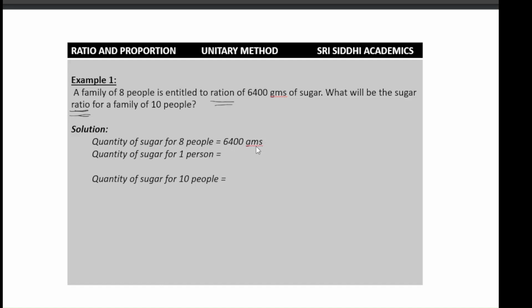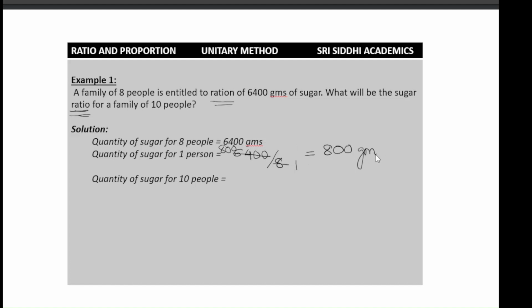This is the entitlement. Now, can I not calculate quantity of sugar for one person? For one person, it will become less. When we are calculating for less, we divide. So, 6,400 divided by 8. 8 ones are 8, 8 eights are 64, and then the 2 zeros will follow. So, for one person, it is 800 grams.